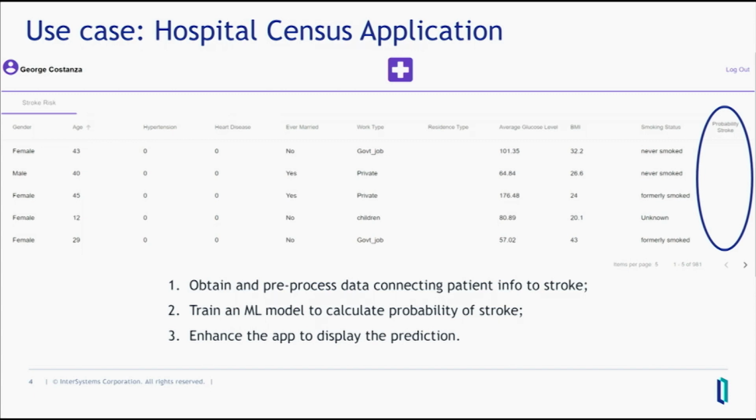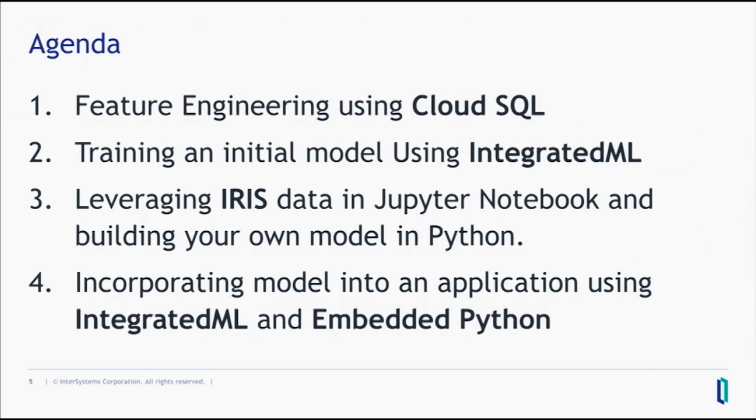So this is a very busy agenda, and as I told you, we'll be using a lot of different InterSystems products. We'll get started on our Cloud SQL portal, where we'll do some feature engineering, and then we'll create a first model using IntegratedML. And then we'll leverage our IRIS data in a Jupyter Notebook, and we'll create a more advanced model in there using Python, which is the state-of-the-art language for this kind of problem. And last, we'll go back to IRIS, and we'll use Embedded Python and IntegratedML to bring in the model that we've created and update the actual application.